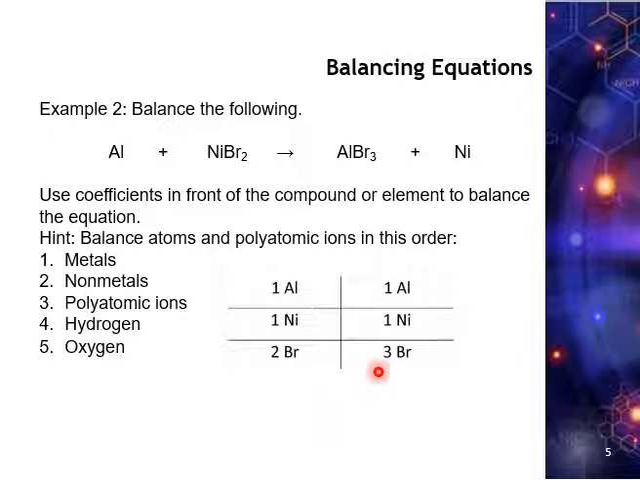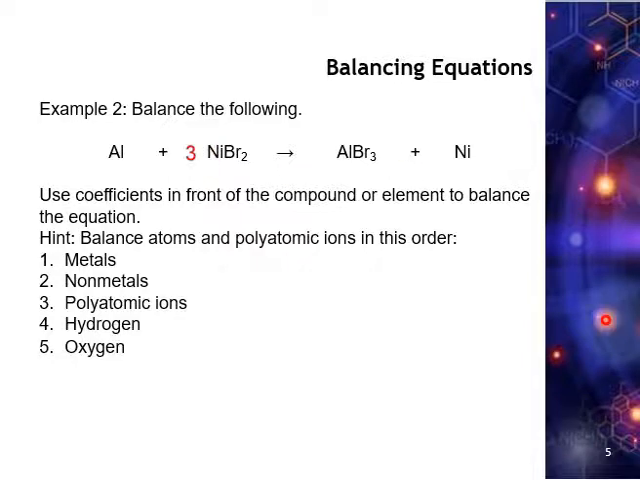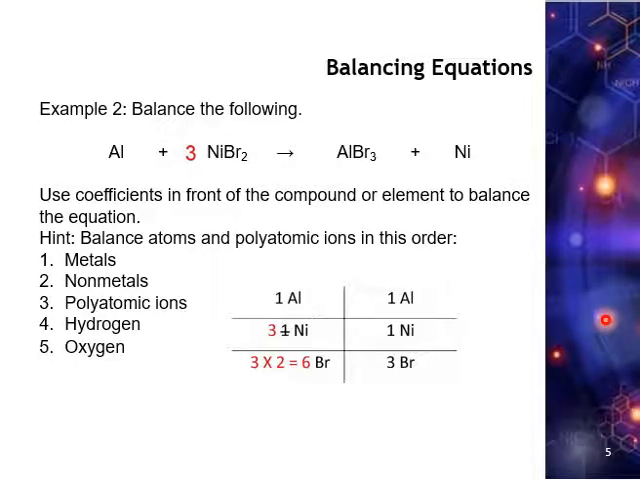Starting with metals, my aluminum is balanced, my nickel is balanced. Moving to nonmetals, I need to multiply by 3 to get 6 on the left side. So I will put a 3 in front of the nickel 2 bromide. And that means I now have 3 nickels, and 3 times 2 is 6 bromines.